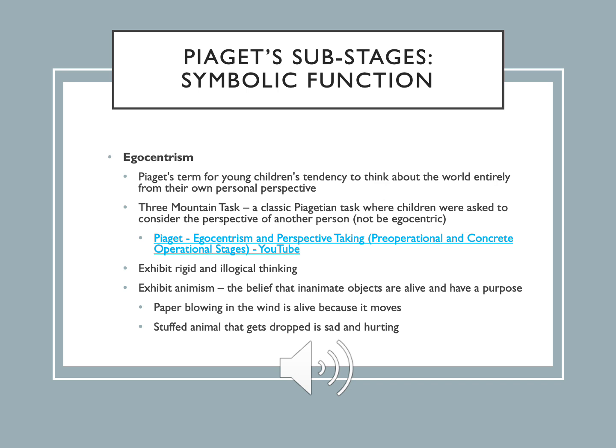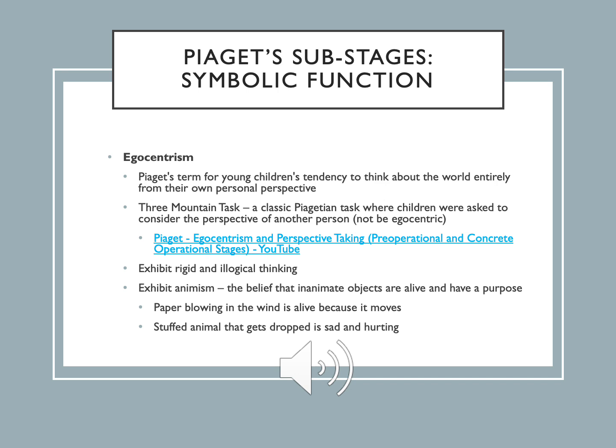We also see that animism is also something that is happening during this time period. And so this is the notion that children have a belief that inanimate objects are alive and they have a purpose. And so this is something where I've given a couple examples to help you to recognize this better. So blowing paper in the wind, it could be alive because it's moving. A stuffed animal that gets dropped is sad and hurting. So we will see a lot of animism taking place during dramatic play.